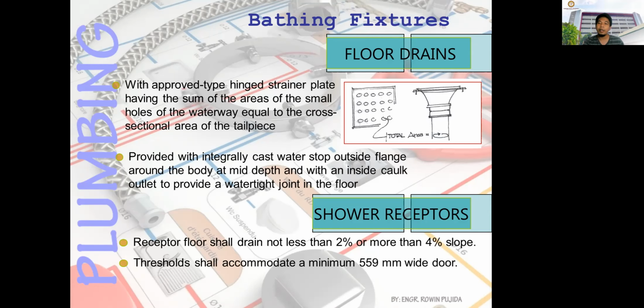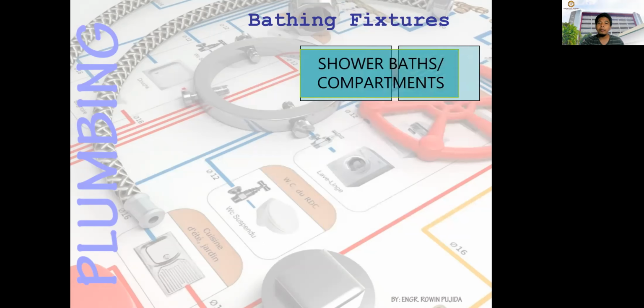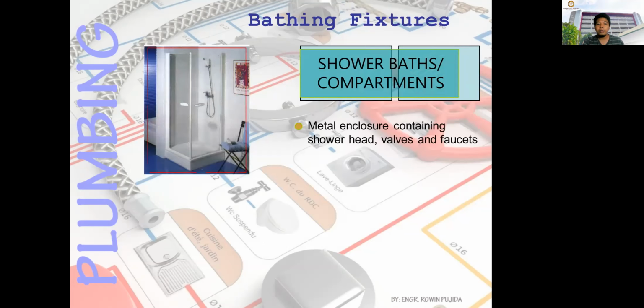Okay, since the shower receptor is another part of the toilet and bathroom, if you are to enclose your shower, you should have the shower receptors. And then for wheelchair use, the dam or curb may be eliminated. Okay, so you have also shower baths or compartments. So you have here the shower bath. For this compartment, this is called the shower bath. For this type, this is the shower receptor.